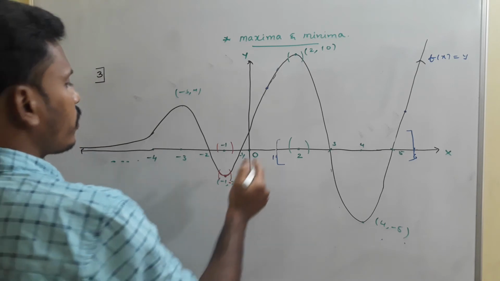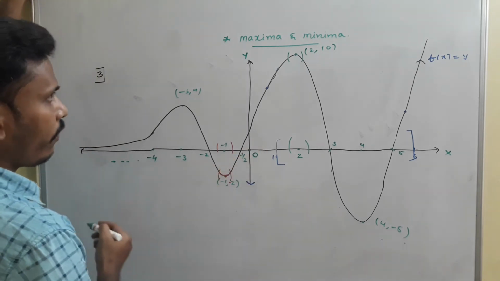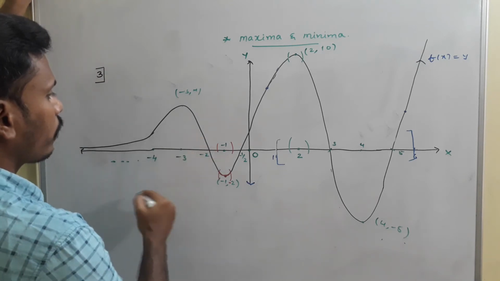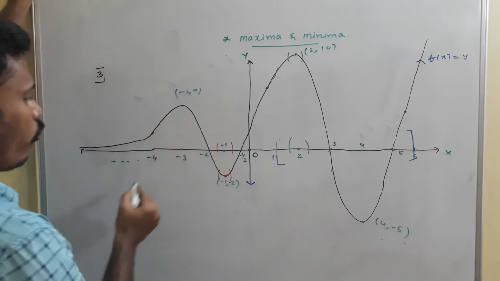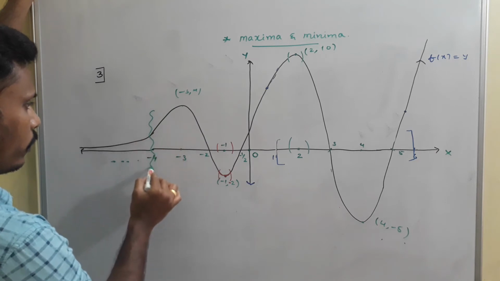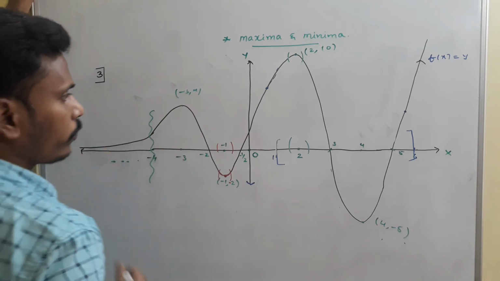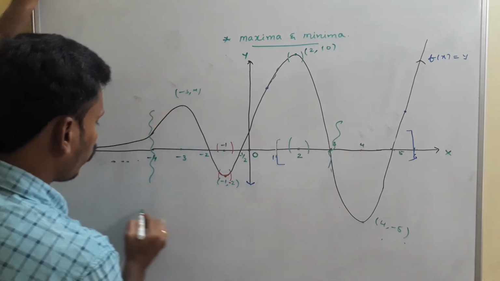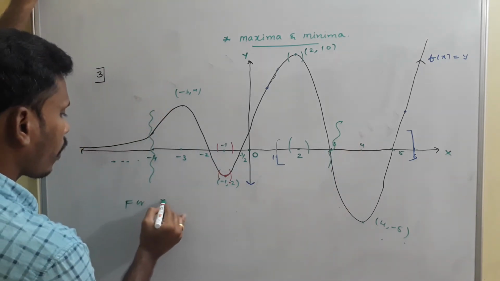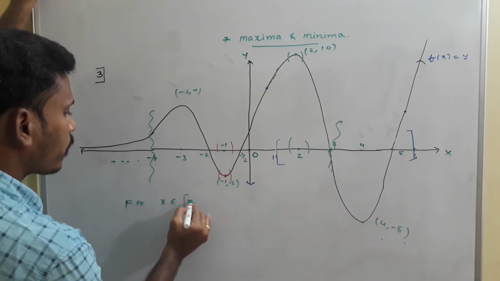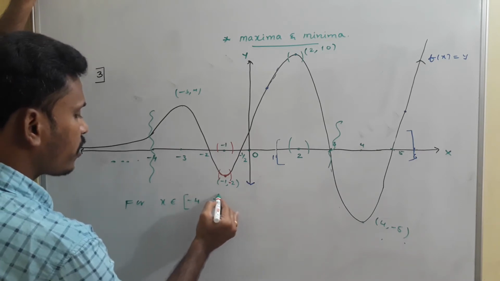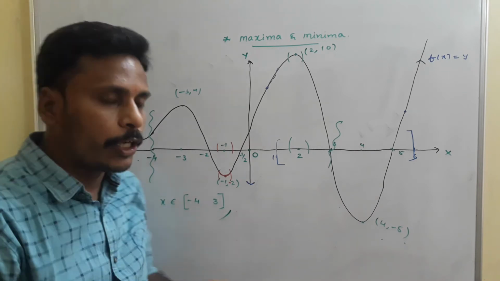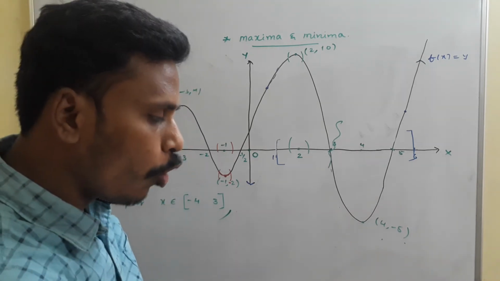First, suppose you consider this particular interval, which is minus 4 to 3. So we need to think about global maxima. Since I am considering an interval from minus 4 to 3 for this function, automatically we need to use the words global maxima and global minima.